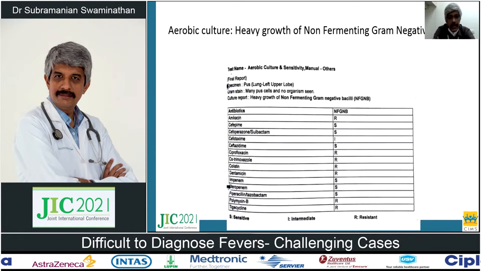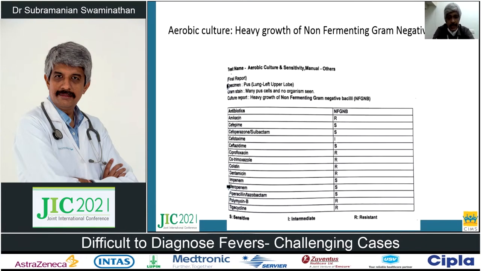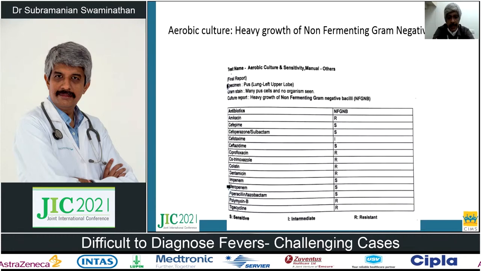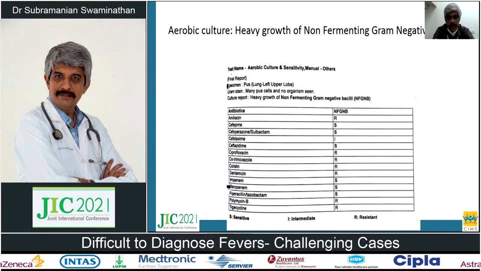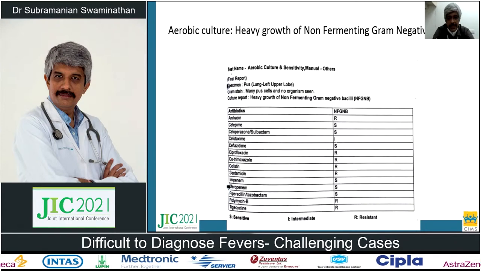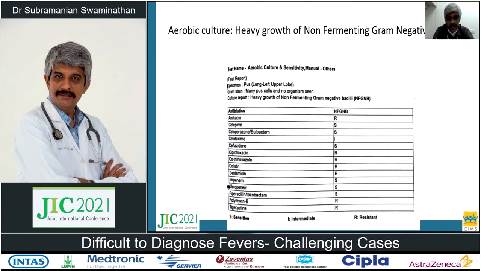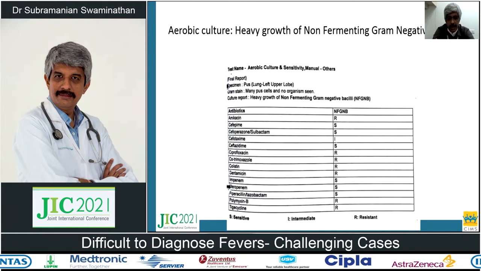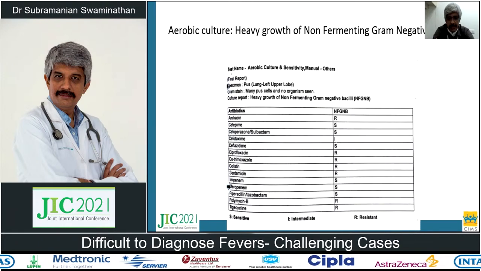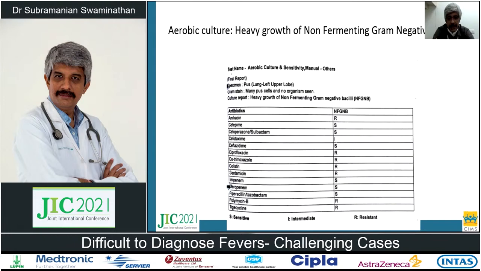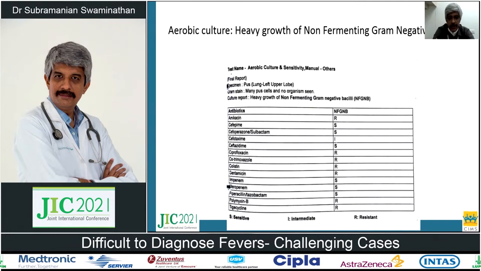So we got an aerobic culture done and the aerobic culture was initially reported as a non-fermenting gram-negative bacilli. And as you can look at it, it's susceptible to quite a few things, but it's resistant to aminoglycosides, resistant to cipro, resistant to colistin, gentamicin, tigecycline. So the carbapenem susceptible, the third gen cephalosporin susceptible.